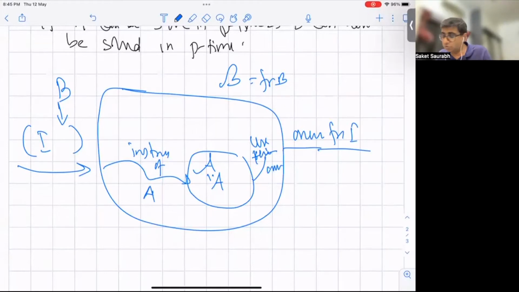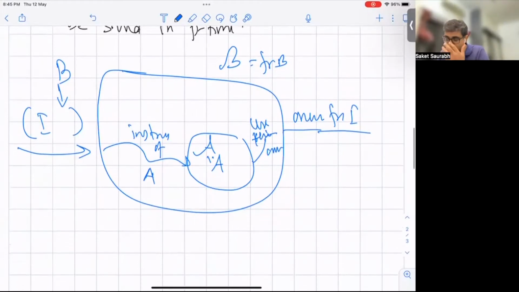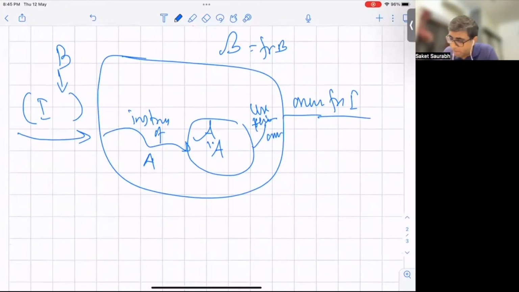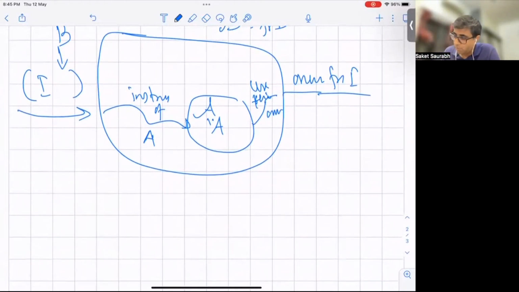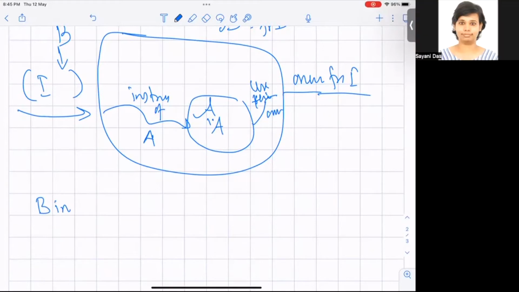Okay, now the question is, now this is a box. So what is our main goal? Tell me, what is our main goal? We want to solve B in how much time? Polytime.